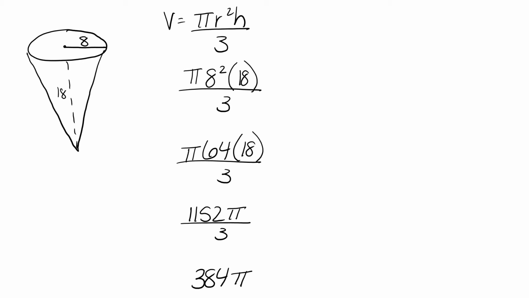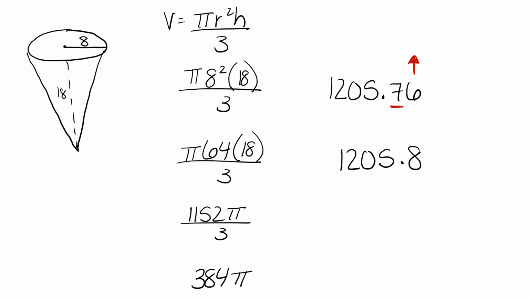And then we multiply by pi. The directions tell us to multiply by 3.14, which gets us 1205.76. The directions also tell us to round to the nearest tenth. 7 is in the tenths place. 6 tells us to round up. And so we end up with 1205.8.